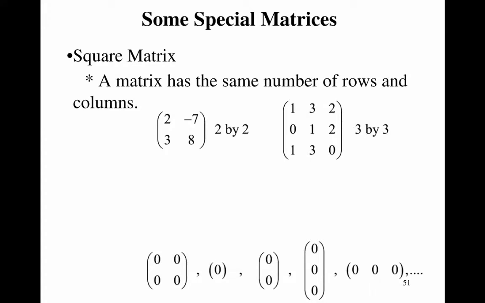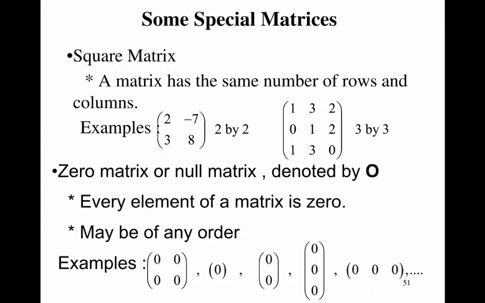A square matrix has the same number of rows as it does columns, like 2 by 2 and 3 by 3. A zero matrix or a null matrix, denoted by O, has every element equal to 0, and it may be of any order.